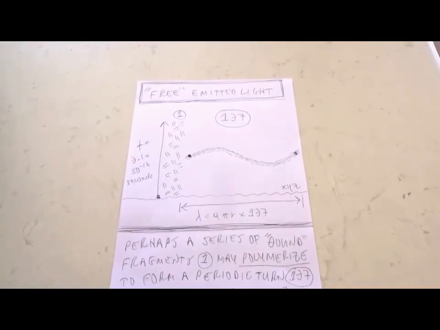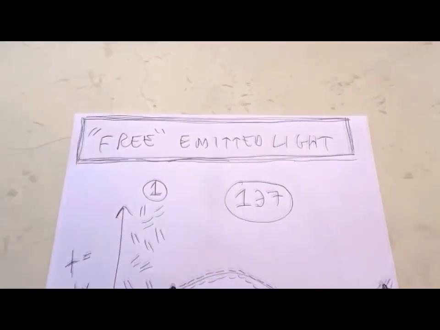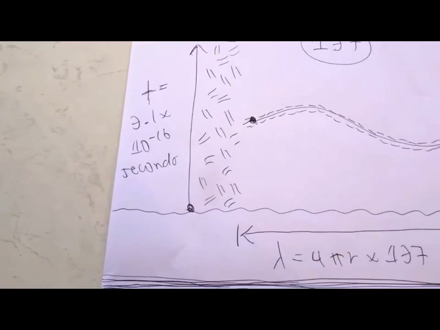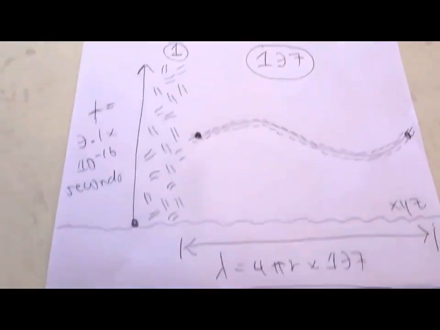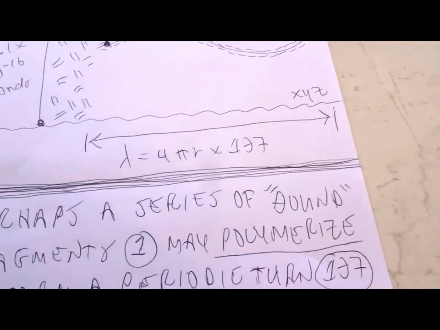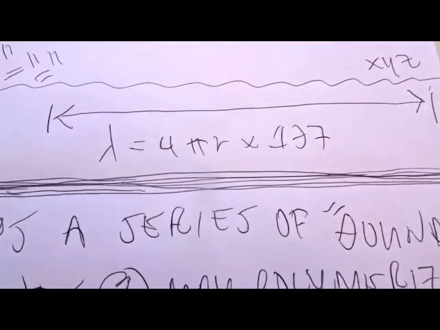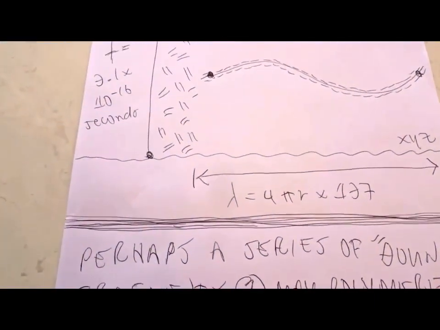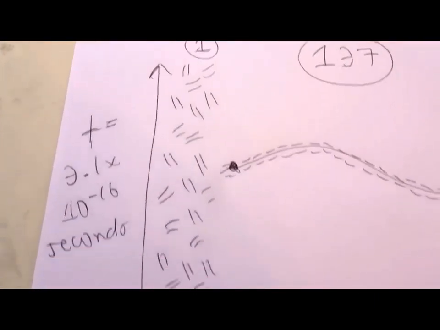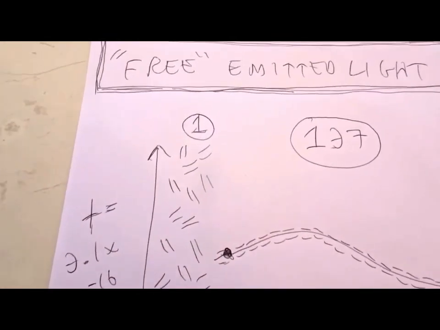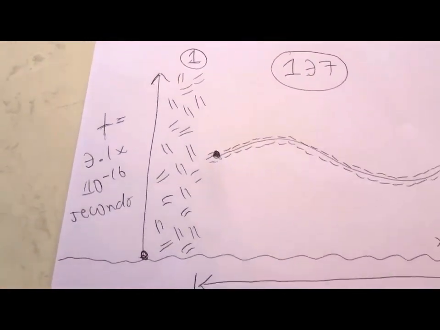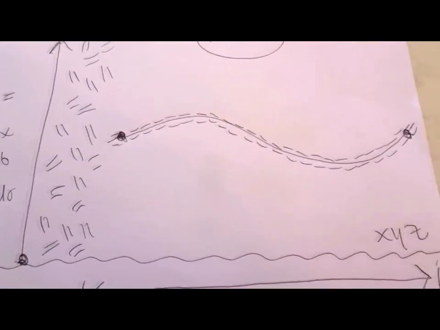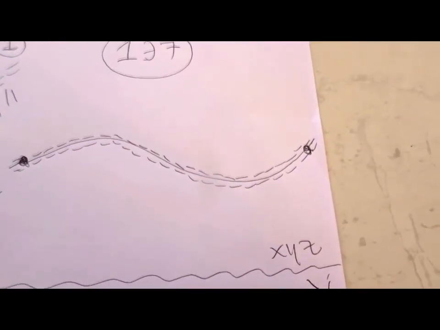Finally, let us visualize what's happening here in terms of the free emitted light that comes out of the atom. We still have the same time, 3.1 times 10 to the minus 16 seconds. We have time going that way, xy space going that way. Now the wavelength is 137 times longer. Lambda equals 4 pi times 137. And we can visualize that inside the atom we have these little short fragments, like I showed earlier, little double fragments, which are of wavelength 1. And then when they come out, they get longer at wavelength 137, like this big long polymer of fragments, to make a complete turn of one wave.